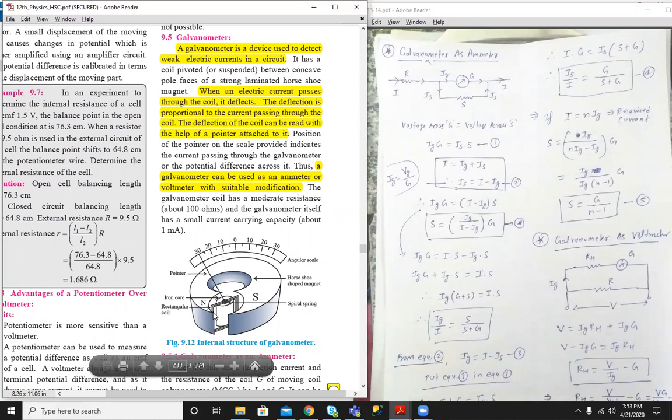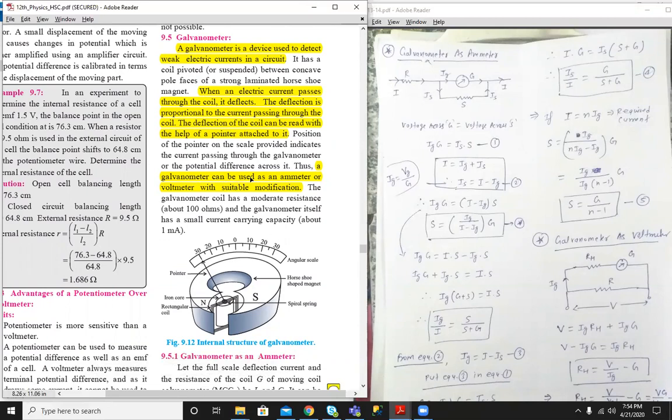When current flows through the coil, this iron core with the coil gets deflected, as this pointer is attached to the coil. As the coil deflects, the pointer will also deflect. When electric current passes through the coil, it deflects. The deflection is directly proportional to the current passing through the coil. So the deflection of the pointer depends on the deflection of the coil, and that depends on the current flowing through it. More current will give more deflection and a higher reading. This is the working of a galvanometer.